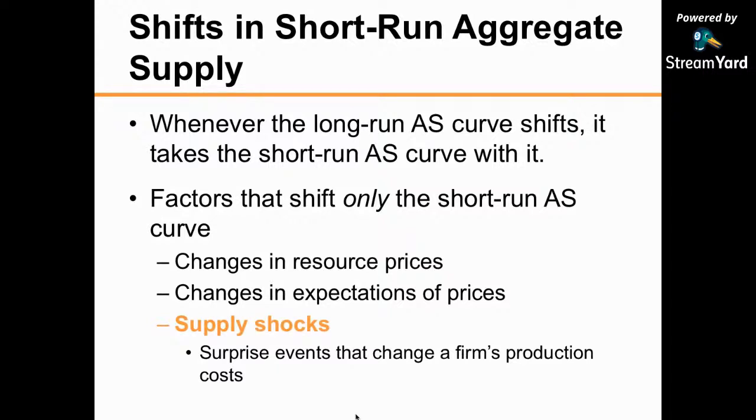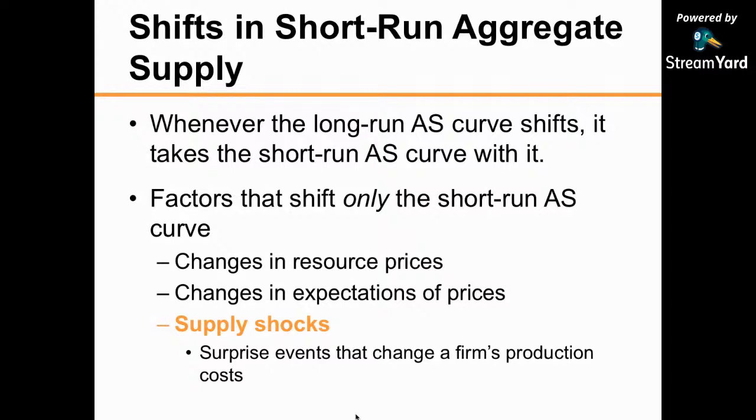So usually this would be due to a change in the cost of producing the good, and most often this is going to be a change in resource prices. So if wages, gasoline, electricity, raw materials, if the prices of any of these things change, that's things that will shift the short-run aggregate supply curve, but not the long run.